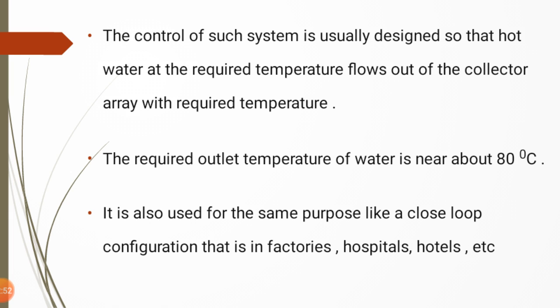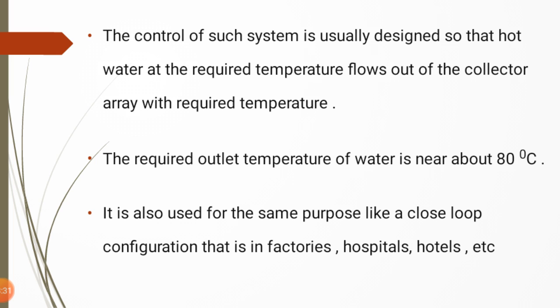It is also used for the same purposes as the closed loop configuration, that is in factories, hospitals and hotels, or in offices. So the purpose of the closed loop configuration and the open loop configuration is the same, that is both are used in industrial purposes such as in factories, hospitals, hotels or in offices. So only the difference is in the construction. So depending on that there are two types, the open loop configuration and the closed loop configuration, but the use is the same for both.